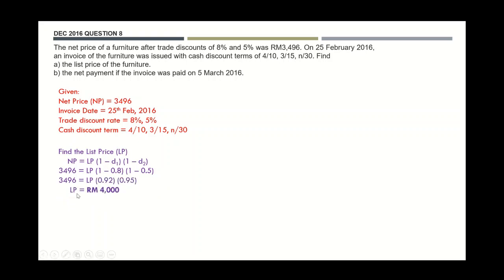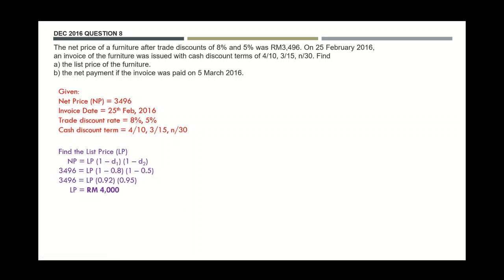Calculating that value, you get 3496 equals LP times 0.92, because this one is supposed to be 0.08, so you have 0.92 over here, and this one is supposed to be 0.05, so you have 0.95 over here. Okay, so solving for LP, you find that LP is equal to 4,000. The list price is 4,000. Okay, so that is the first part of the question.